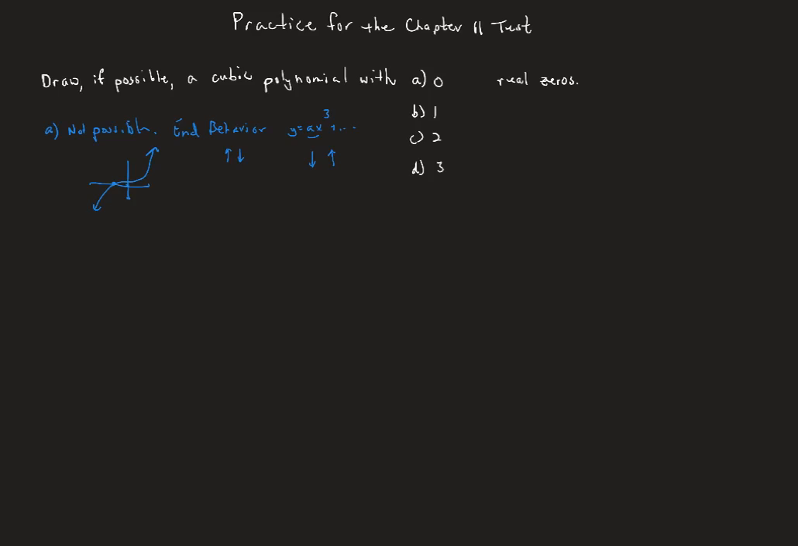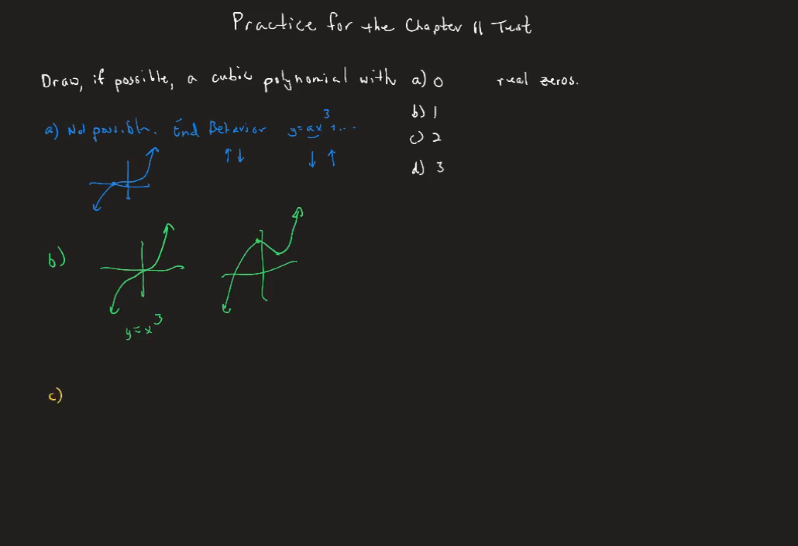Part B, you can certainly do that. You could do something like that, or imagine it does something like this. Remember, a cubic can have at most n minus 1, or 2, turns, so it could do something like that. Or you might recognize this as the cubic polynomial y equals x to the third.